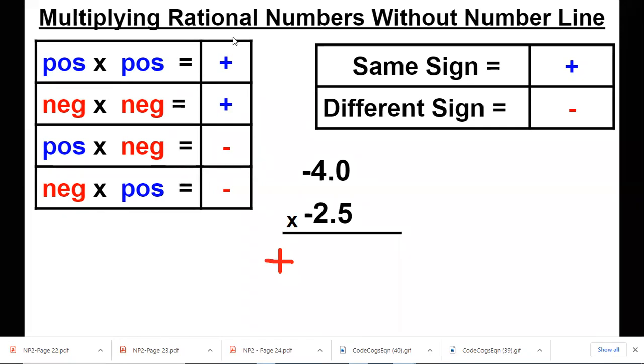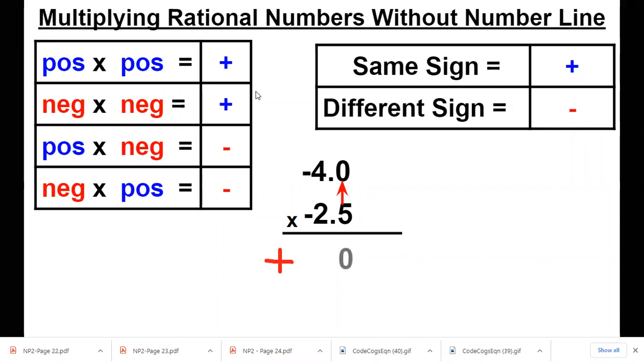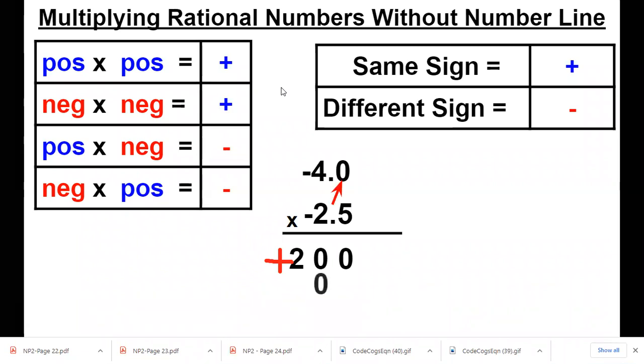We're going to multiply this 5 times the 0 and then the 5 times the 4. So 5 times 0 is 0 and 5 times 4 is 20. Then my next step is going to be to multiply the 2 times the 0, and I'm going to do that right here, where I'm going to start my answer. So 2 times 0 is 0. And then I do 2 times 4, which is 8.